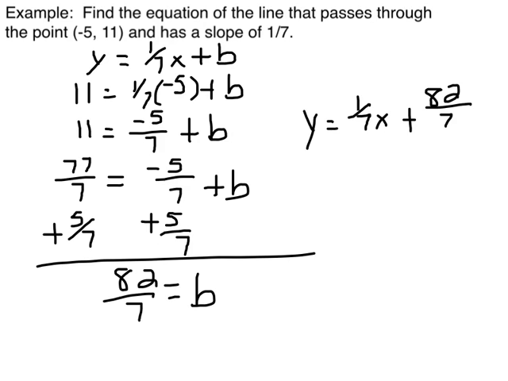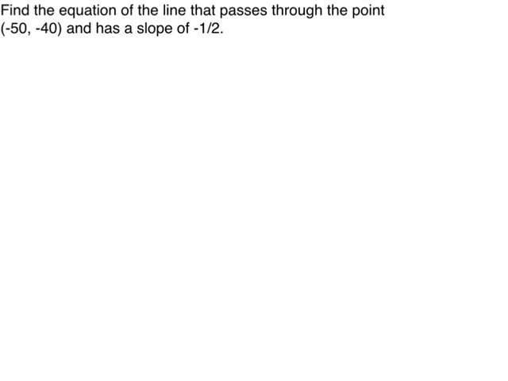So this is telling me that no matter what the point, y and x, this is going to be the equation of the line once I plot those 2 points. Okay, another example. Find the equation of the line that passes through the point negative 50, negative 40 and has a slope of negative 1/2.